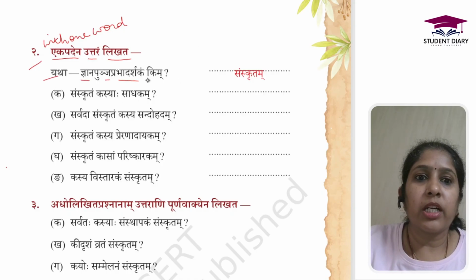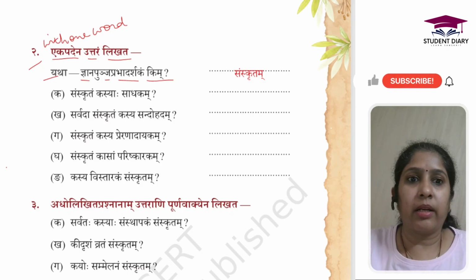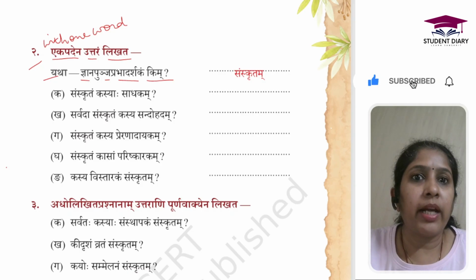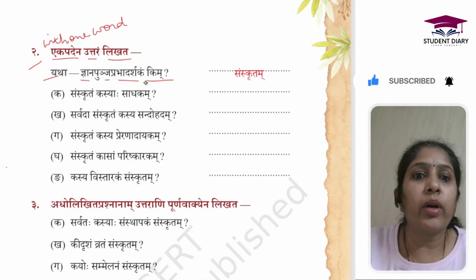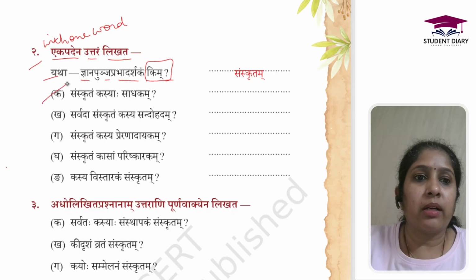Gyan punj prabha darshakam kim. Gyan punj means the group of knowledge. Prabha darshakam means acting as a guide for showing the shine to the knowledge, right? Correct. So what is doing that? Sanskritam. So Kim is the question word here, and the answer is Sanskritam. Let's go for the first main question for us.